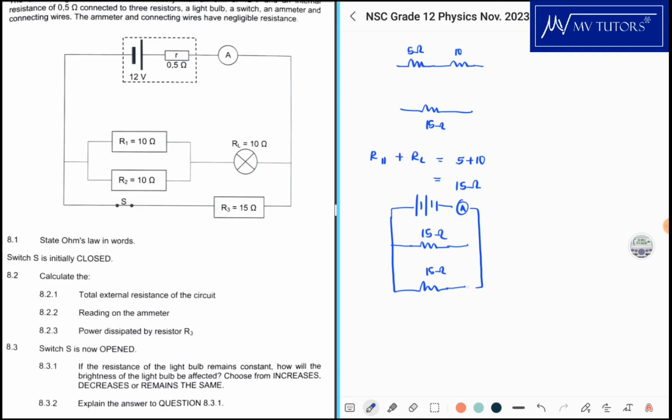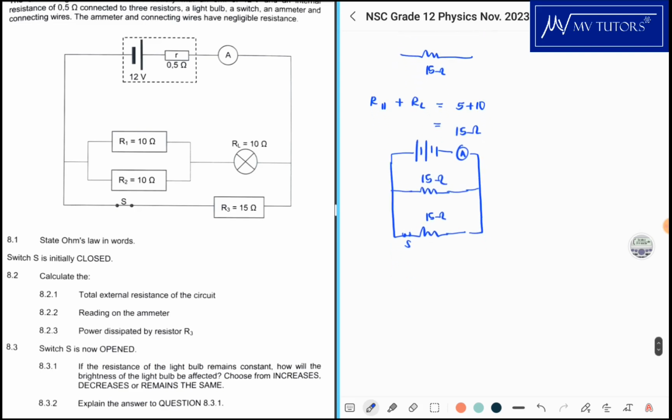It's going to be something like this. And switch S there. Okay. So now we have 15 ohm, 15 ohm. Like you saw, the resultant resistance, which is now here. And we have our ammeter there and our battery. So basically that would be 7.5 ohm.